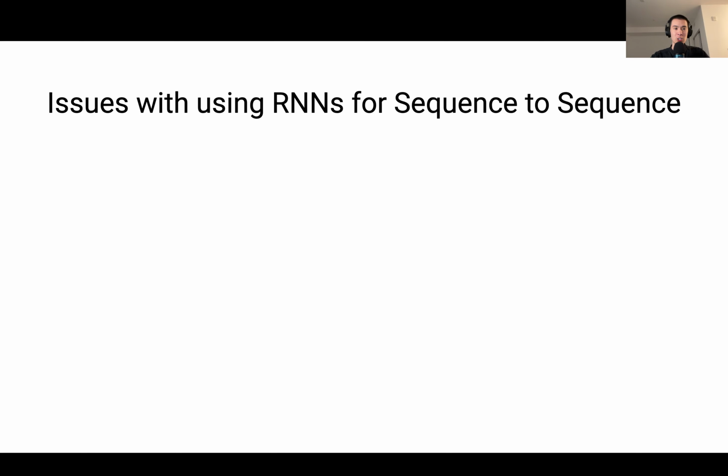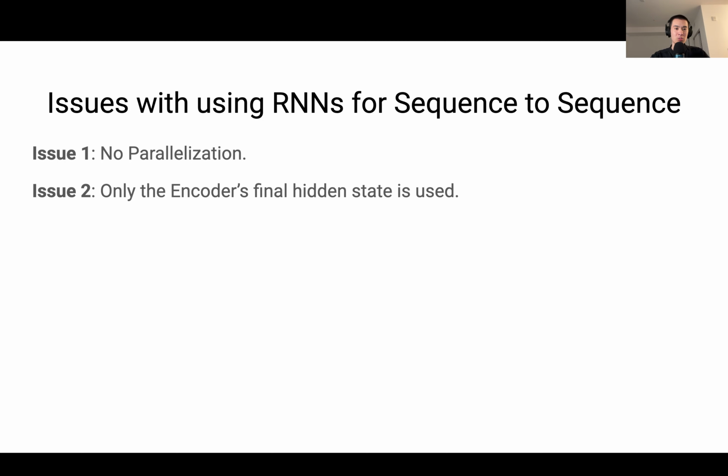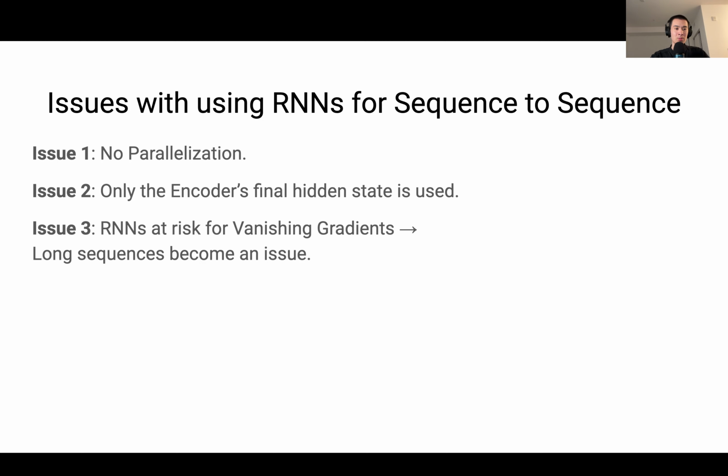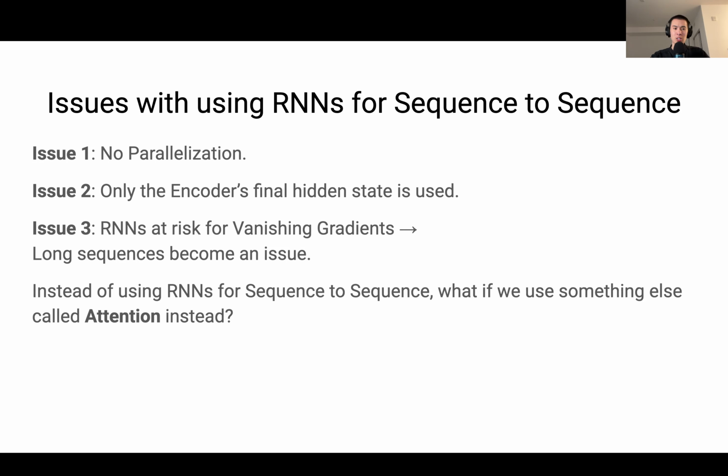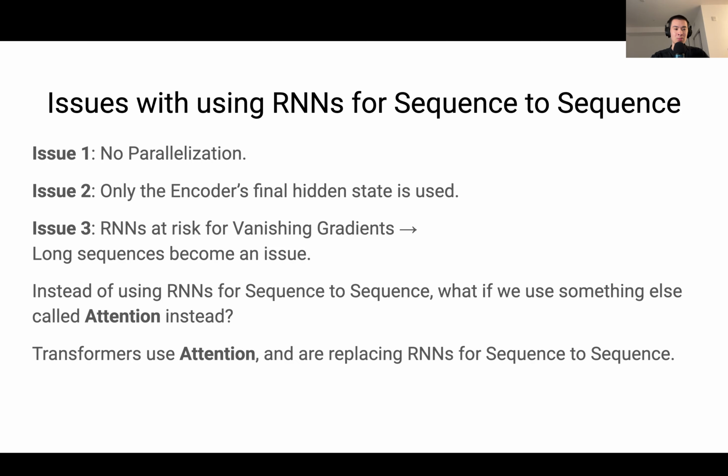So again, the three issues are no parallelization, only the encoder's final hidden state is used, and long sequences become an issue. So instead of using RNNs for sequence to sequence, what if we use something else called attention instead? Transformers use attention and are replacing RNNs for sequence to sequence, and we will learn about this later on in the course.